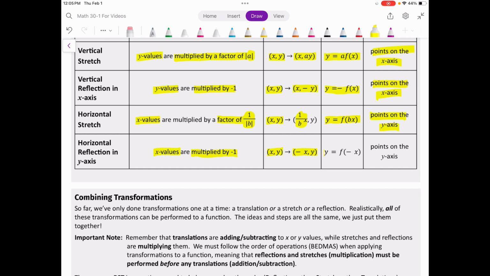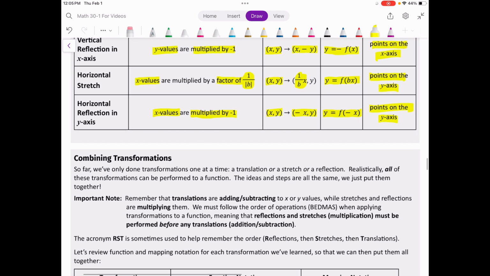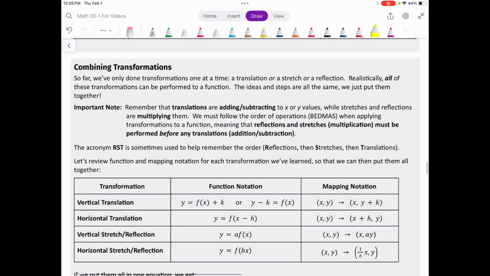And what are we doing there? We're replacing x in the function with -x, right? We're making b -1. And for the exact same reason, our points on the y-axis, where x is 0, are going to be invariant, because 0 times -1 is still 0. All right, so there's our little summary of stretches and reflections. Let's finally put it all together and do multiple transformations.